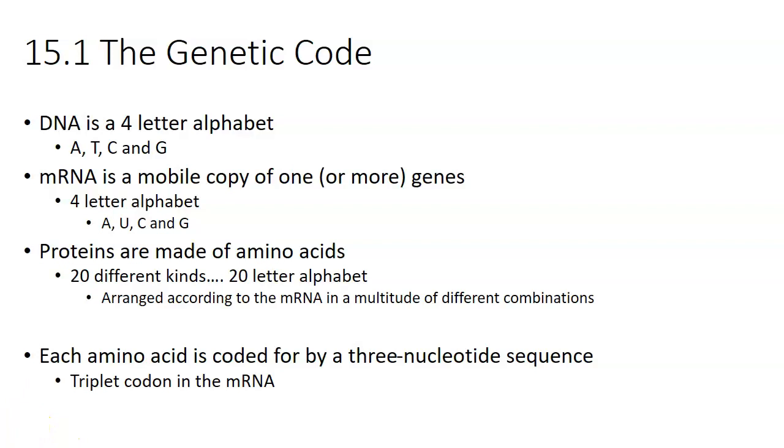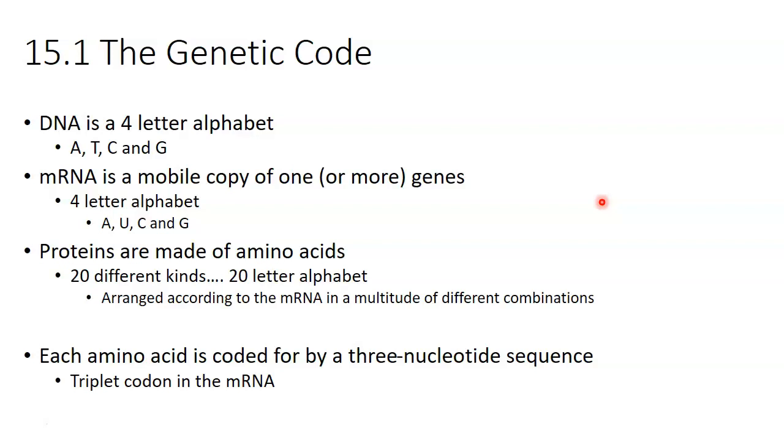Okay, so that brings us to the genetic code. When we think about DNA, remember that DNA is composed of just 4 nucleotides, 4 nitrogenous bases, A, T, C, and G. You can think of those 4 nucleotides as the 4 letters of an alphabet. They can be arranged in many different ways, many lengths, to give us the multitude of genes that we have.